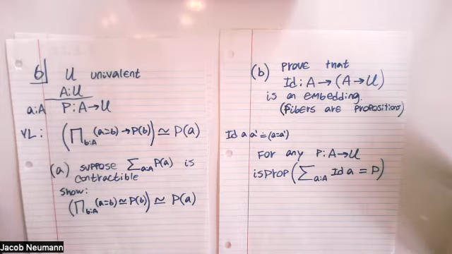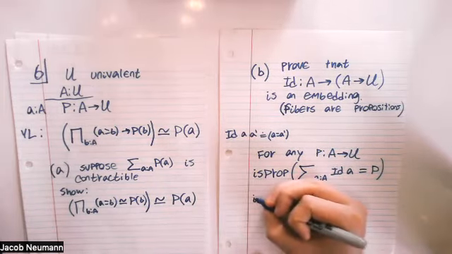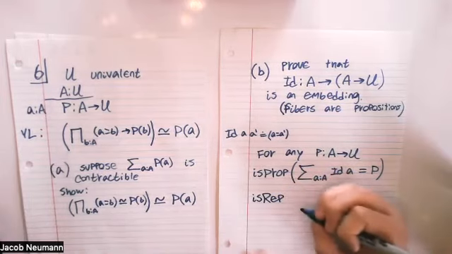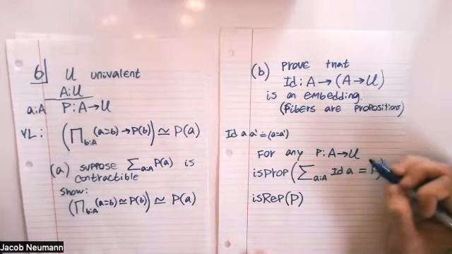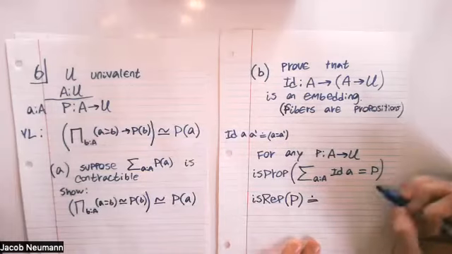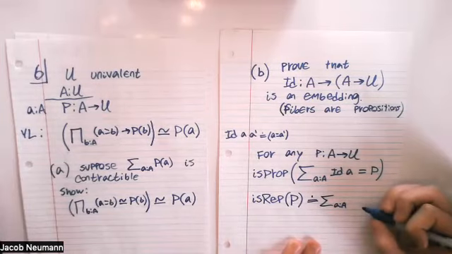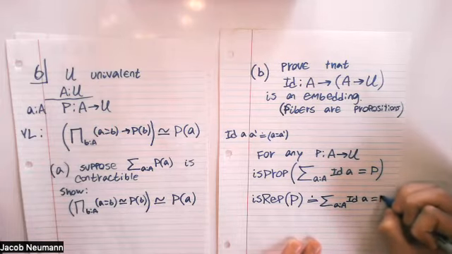Okay, I'm going to follow the posted solutions here and give this family a nice name. The solutions call it is representable, but I don't want to have to write representable over and over, so I'm just going to call it is rep of P. We're going to think of this as a property on A or U, defined to be this sigma of A in A such that id A is equal to P.